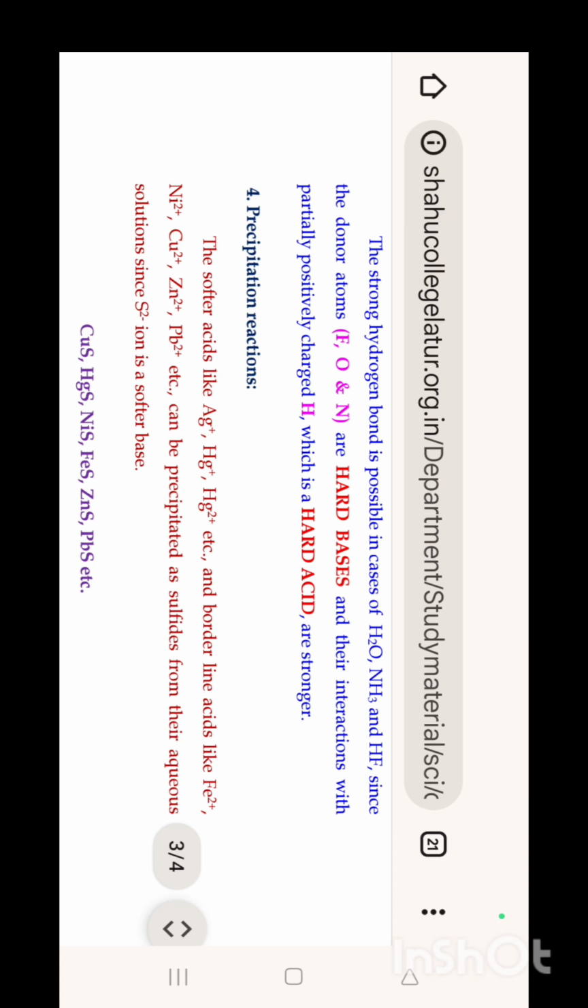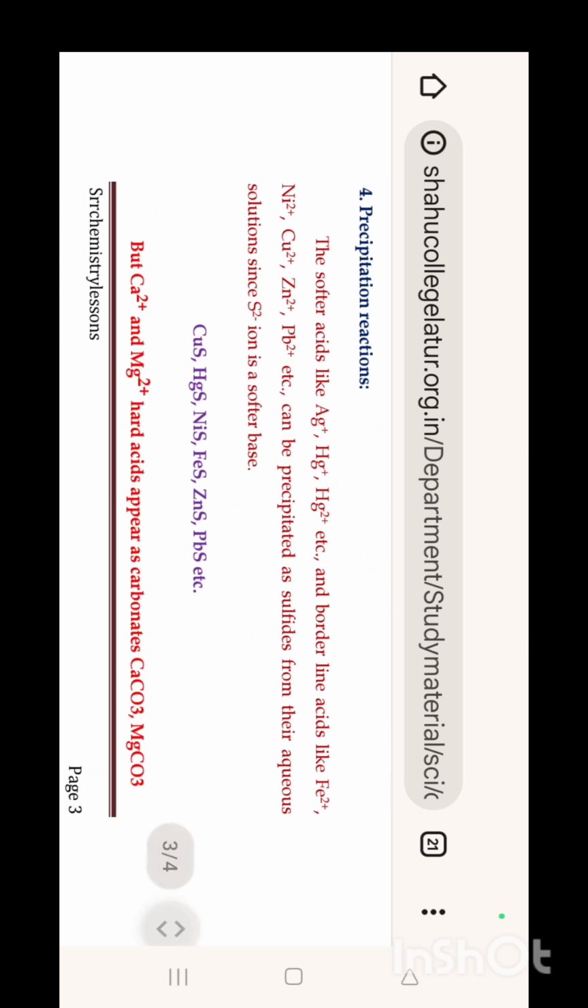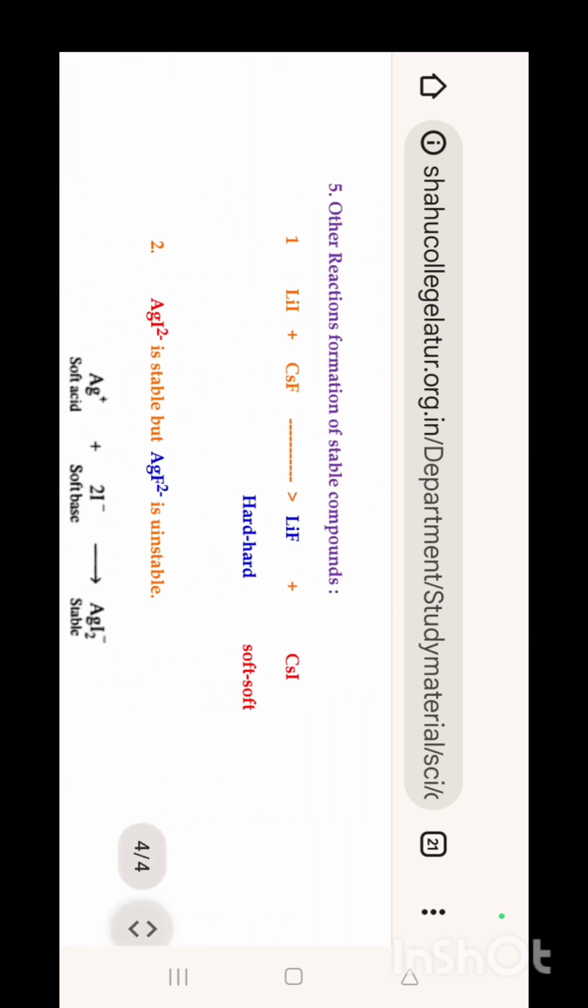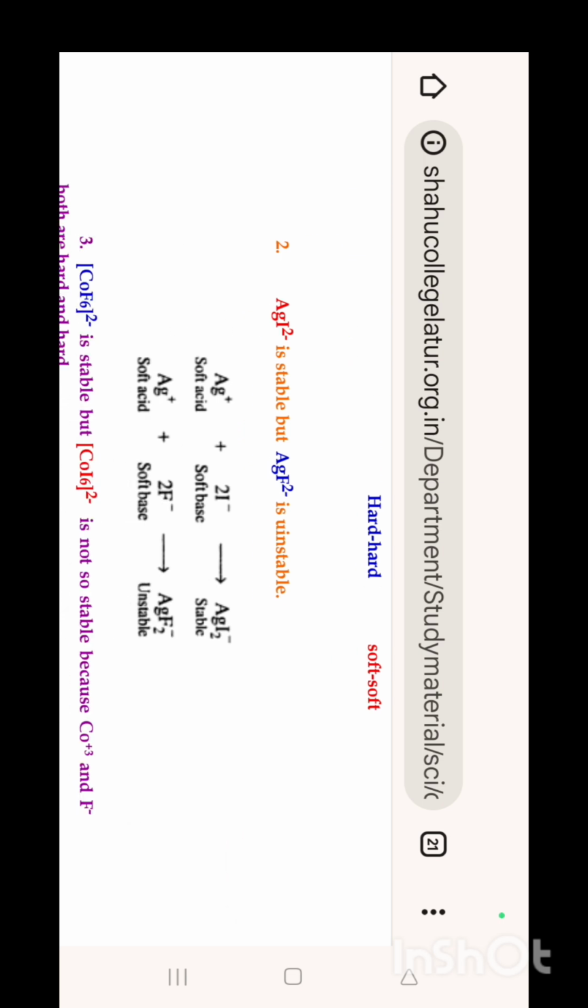Precipitation reactions: the softer acids like Hg⁺, Ag⁺, Hg²⁺, etc., and borderline acids like Fe²⁺, Ni²⁺, etc., can be precipitated as sulfides from their aqueous solution, since S²⁻ ion is a softer base. Other reactions: formation of stable compounds. Lithium iodide plus CsF gives LiF, hard, and CsI, soft. AgI2⁻ is stable, but AgF2⁻ is unstable. Ag⁺ is a soft acid and 2I⁻ is a soft base, and that is why AgI2⁻ is stable. Whereas Ag⁺ is a soft acid, and 2F⁻ is a hard base, and that is why they are unstable.